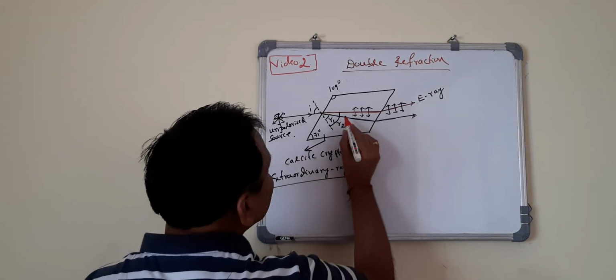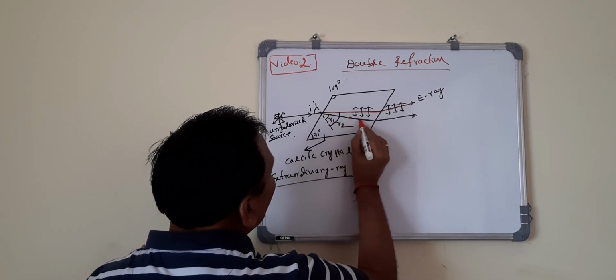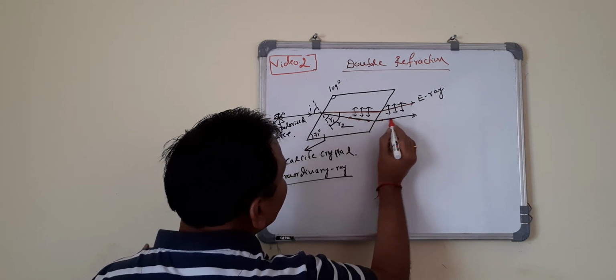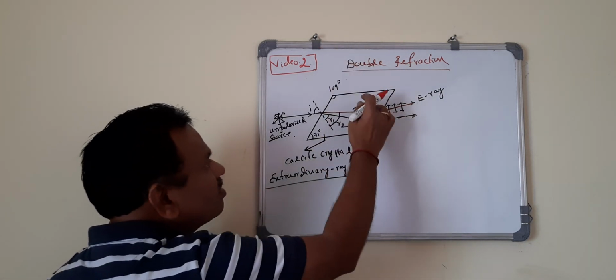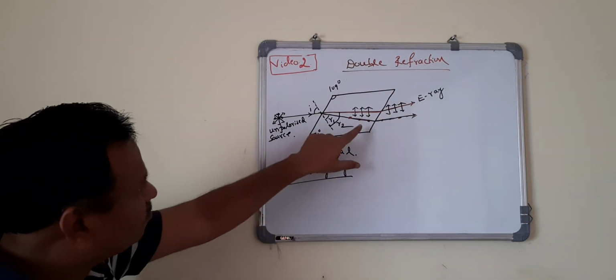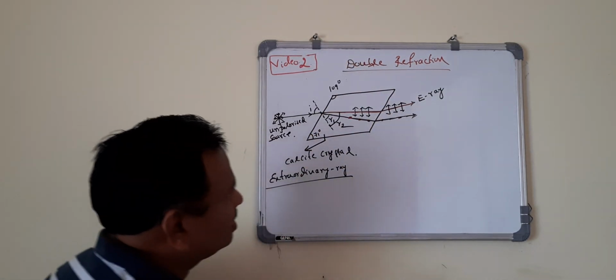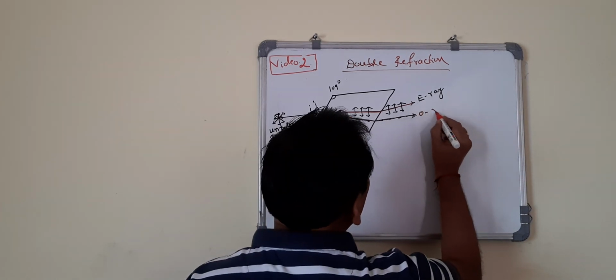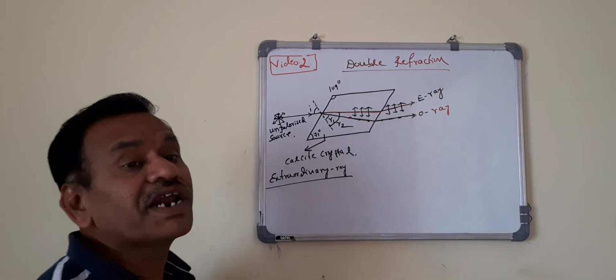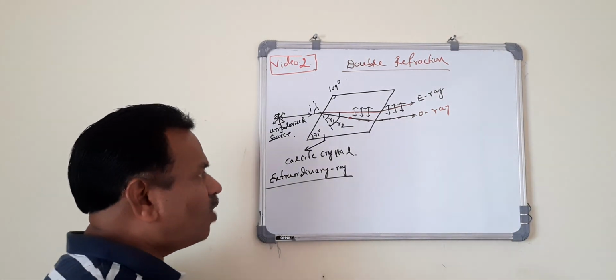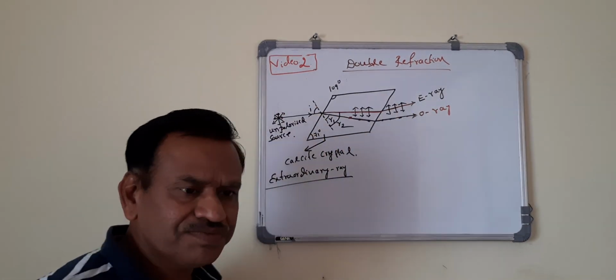Next one, here, the vibrations are perpendicular to the plane of the board. It is like this. These are called O rays, or ordinary rays. Why is it called ordinary? I will tell you this.